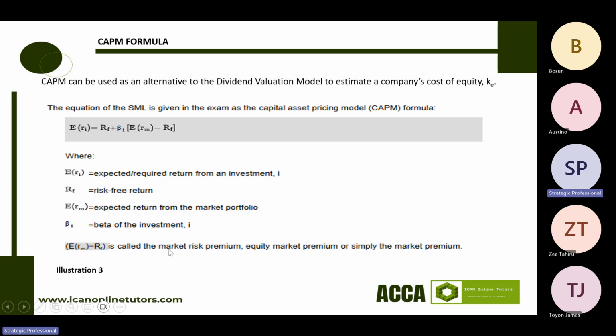ERM minus RF is called what? The market risk premium. That means the difference between the expected return from the market portfolio and the risk-free return is the market risk premium. When we say market risk premium, it means what the market is charging above the risk-free rate. So for instance, if I want to invest in a government bond, which is the risk-free rate.